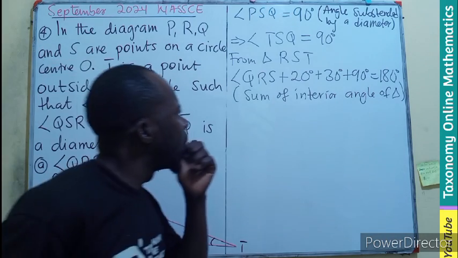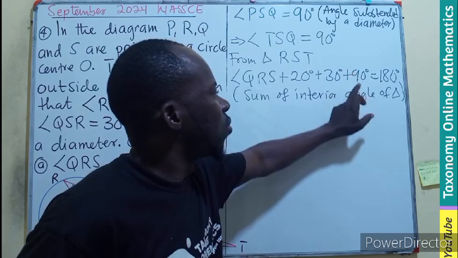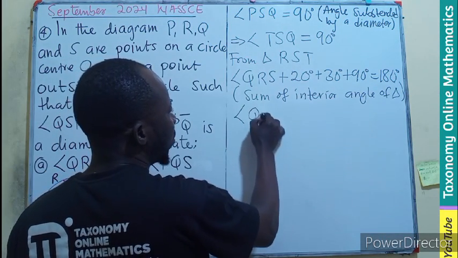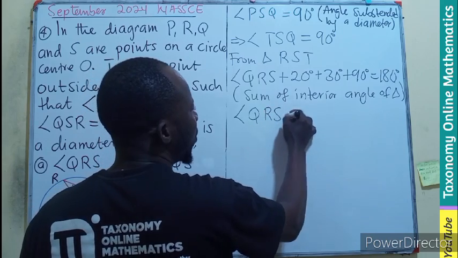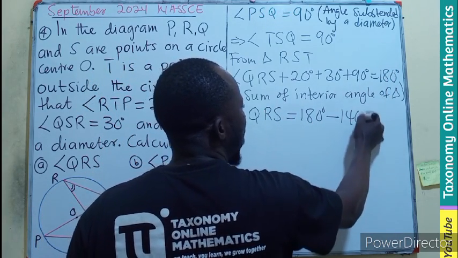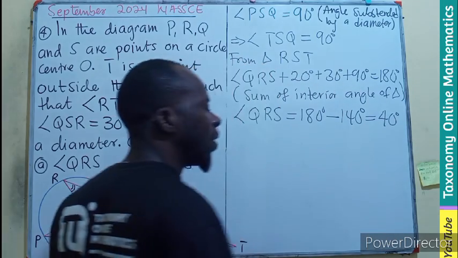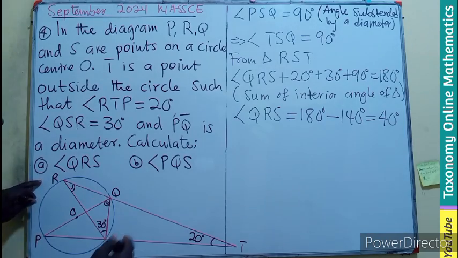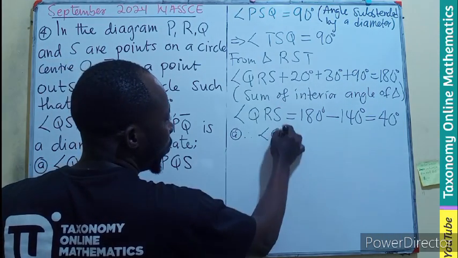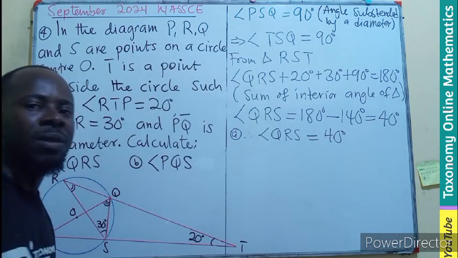So let's go. What are we going to do? This is 50, so 140. So 140 will go and be subtracted from that. It means the angle QRS will be equal to 180 degrees minus 140 degrees, and that will give you 40 degrees. So your first part, therefore, angle QRS will be equal to 40 degrees.